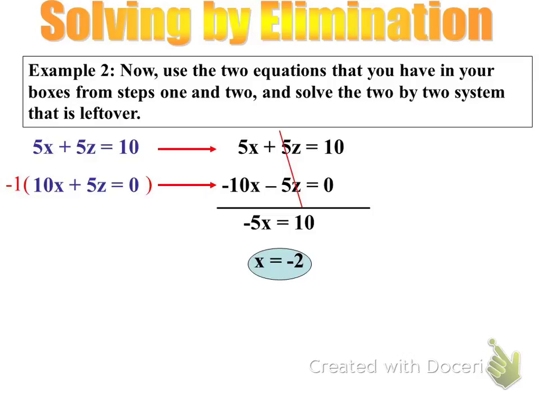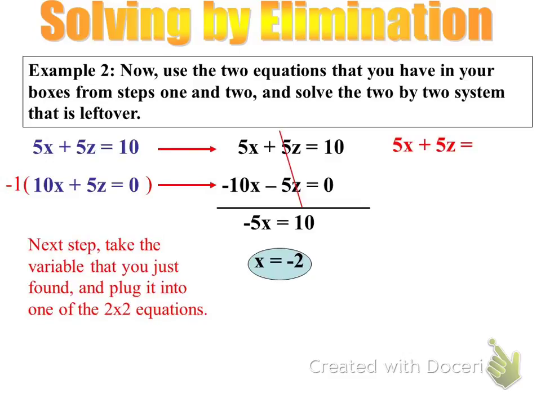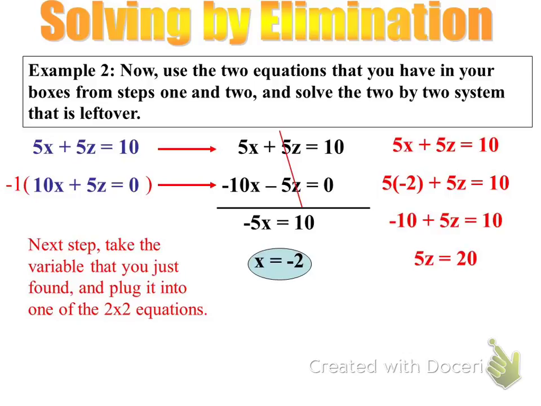All right, now what would we do with that -2? Plug it into one of these equations. Take the first one, 5 times -2 plus 5z equals 10. Add 10 to both sides, we get 5z equals 20 and z equals 4. All right. Is everybody okay? Y'all ahead of me?